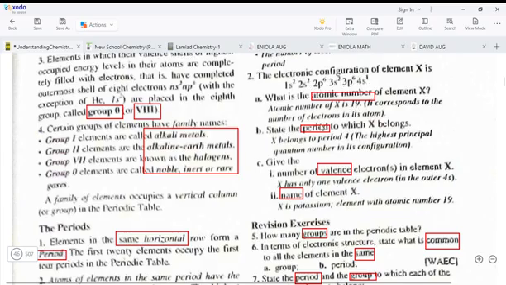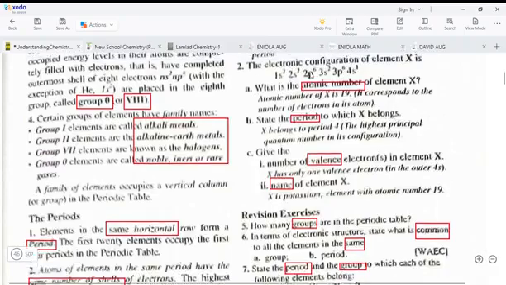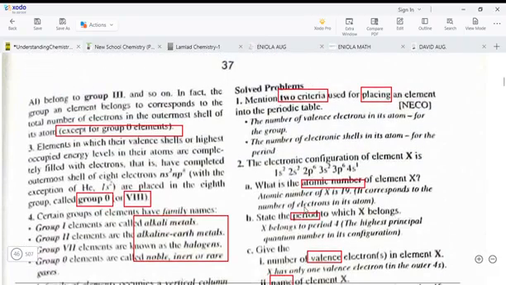If you are told to state the period, what period does this X belong to? To get the period, just look at the last number here, which is 4. So the period is 4.